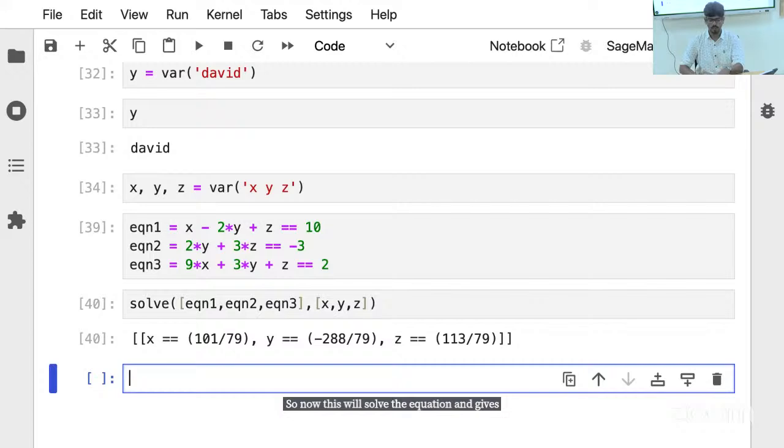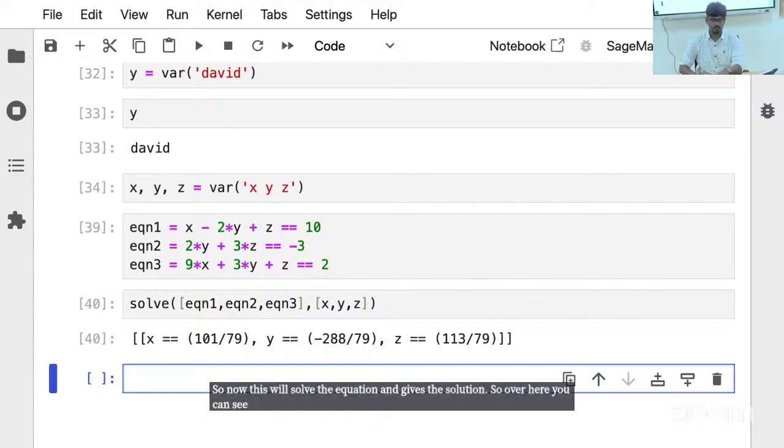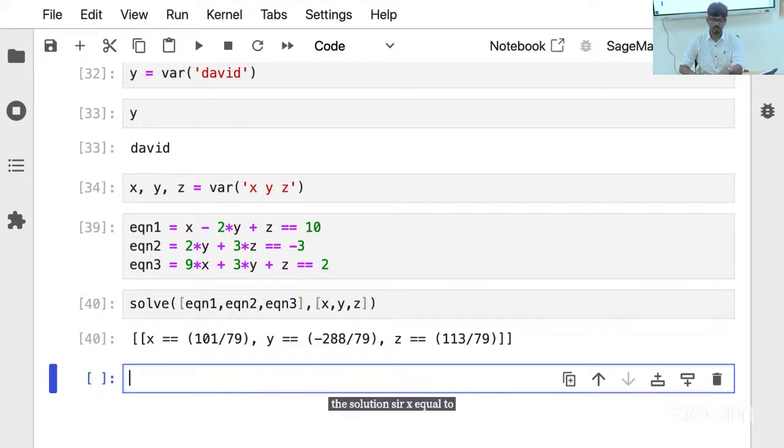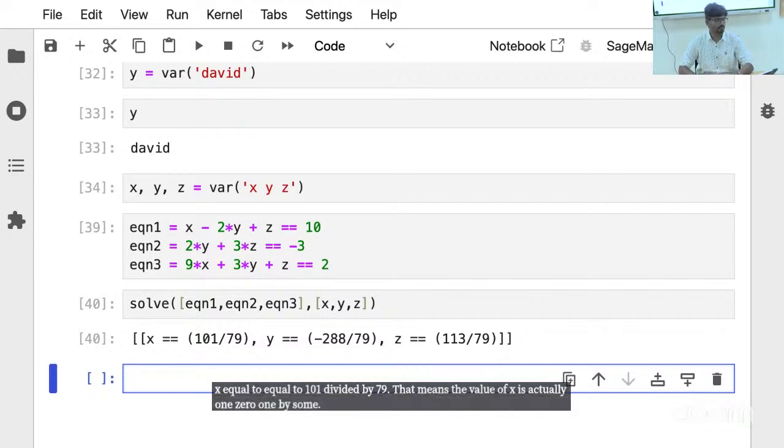So over here you can see the solution is x equal to 101 divided by 79. That means the value of x is actually 101 by 79.